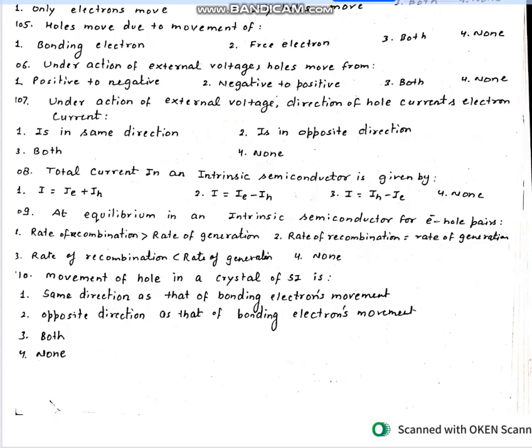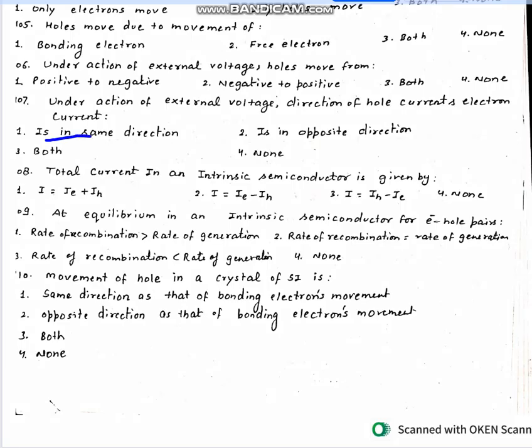Let's discuss NCERT line to line today. And we are discussing chapter 14, which is semiconductors. So, let's start with the question number on direction of hole current and electron current.